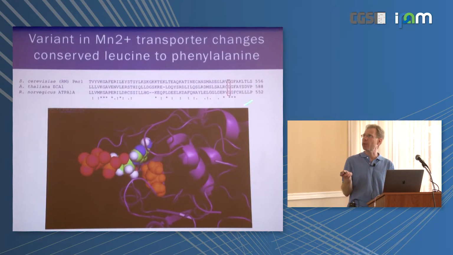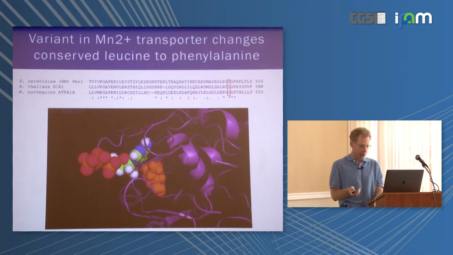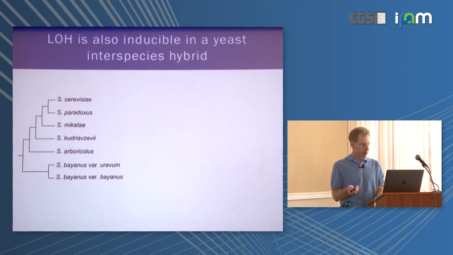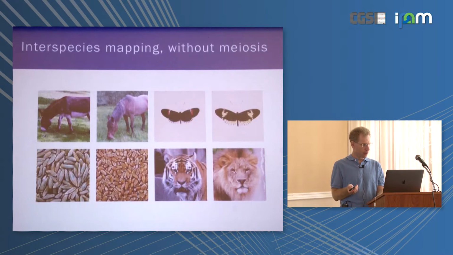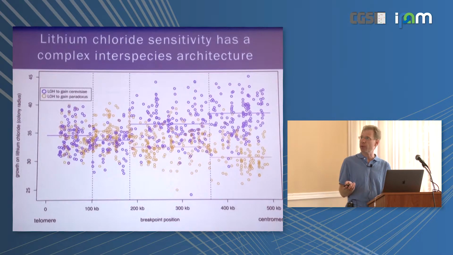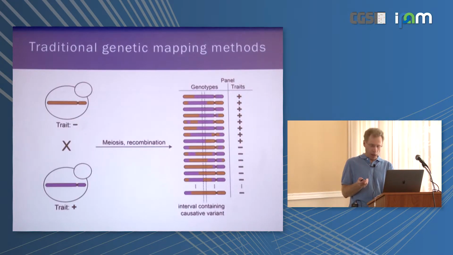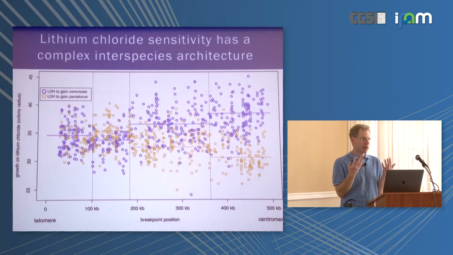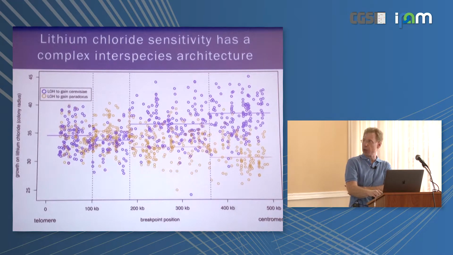And in this case, I won't belabor this, but the gene is a manganese transporter, and the variant changes a highly conserved leucine to a phenylalanine. And if you look at the structure, the whole thing totally makes sense. I'm going to skip this in the interests of time, but we have some initial data showing that we can do the same type of thing in hybrids between closely related yeast species. So what I've described is a targeted, very high resolution method for doing genetic mapping that avoids the need for meiosis.